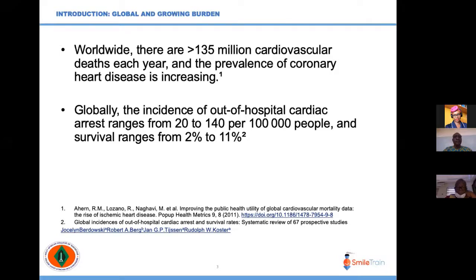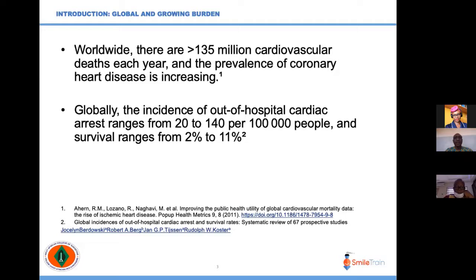Cardiovascular diseases, especially cardiovascular deaths, is actually a public health problem nowadays. As healthcare is improving around the world, we are discovering more and more that cardiovascular problems are beginning to come to the forefront of our fight in healthcare. So we do have frontiers to overcome as far as cardiovascular resuscitation and life support is concerned.